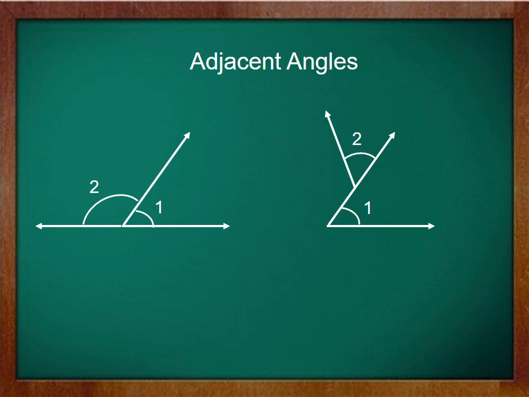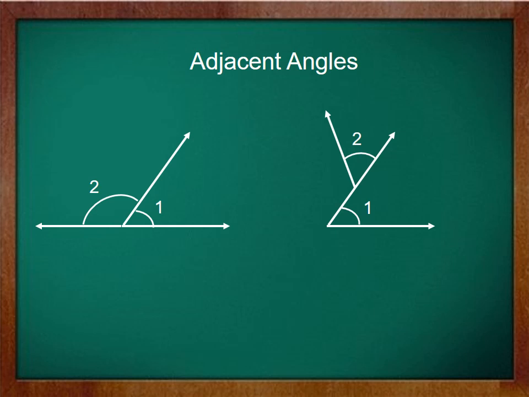Let's take a look at these two figures and identify if they are adjacent angles or not. If you look at the left-hand side, they have a common vertex. Angles 1 and 2 have a common arm, and the non-common arms are on either side of the common arm. Therefore, the angles on the left form adjacent angles.